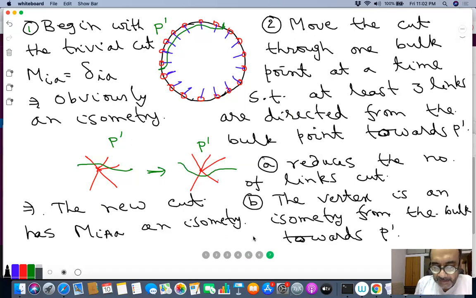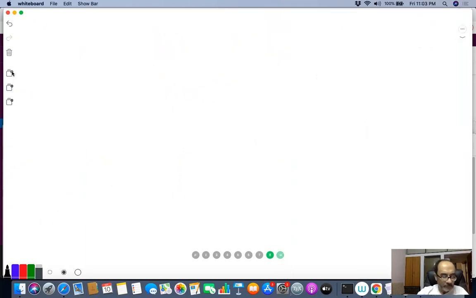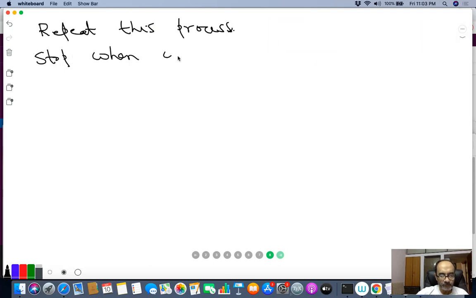So we have improved things a little bit, because we have reduced the number of cuts and we have not destroyed the property that M is an isometry. M still remains an isometry. So the idea is that we repeat this process, and we stop when we cannot move the cut anymore.